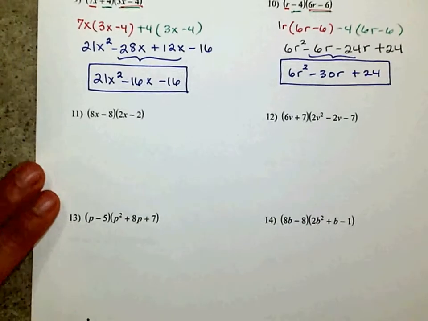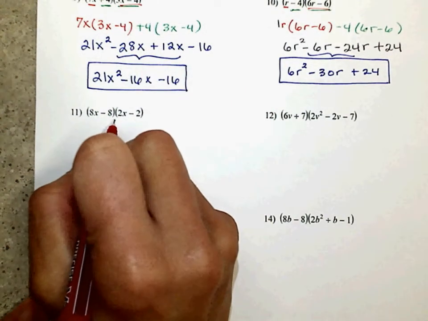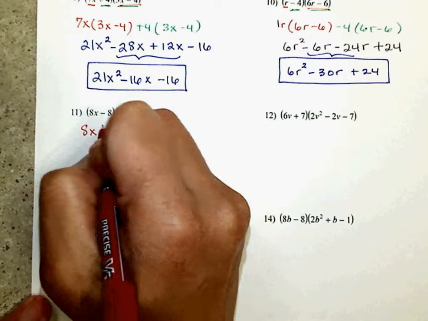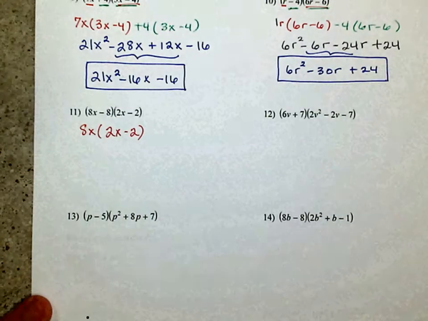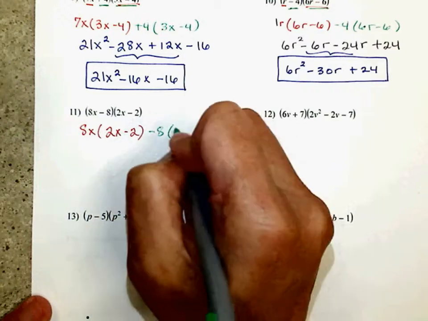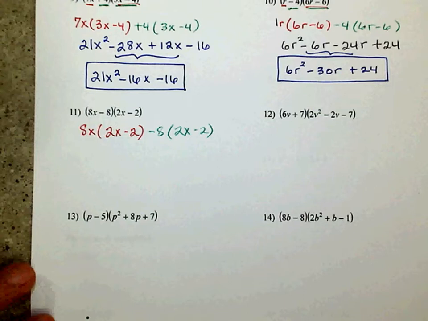Number 11. Another binomial times a binomial. See how there's no plus or minus between them. Okay? So 8x times 2x minus 2, and negative 8 times 2x minus 2. Go ahead and distribute out.